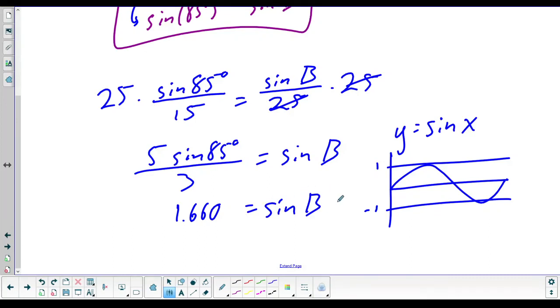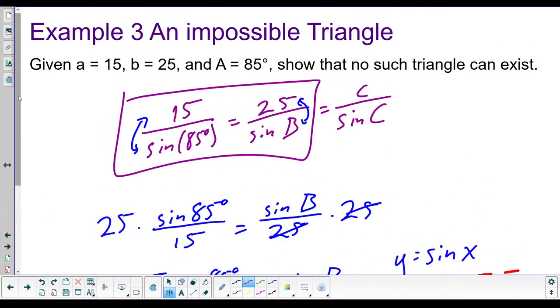So when you say sine of some number equals a number bigger than 1, we're asking, where does this graph touch this line? And the answer is nowhere. So because we get a sine equals a number greater than 1, there is no solution to this. And you're going to say, but Mr. Barton, what do you mean there's no solution? Why can't there be a solution to this, right? Maybe it's not obvious because we're not looking at the triangle. So let's go ahead and look at our triangle.